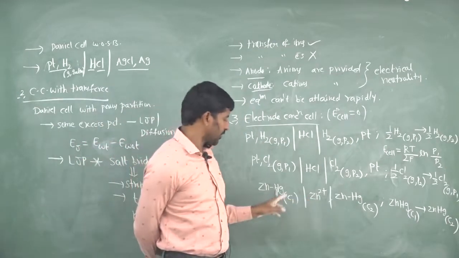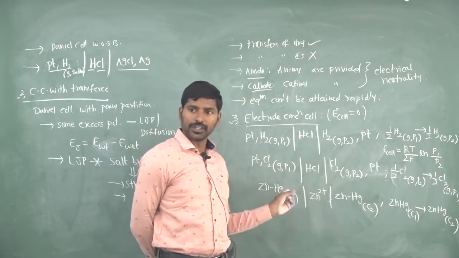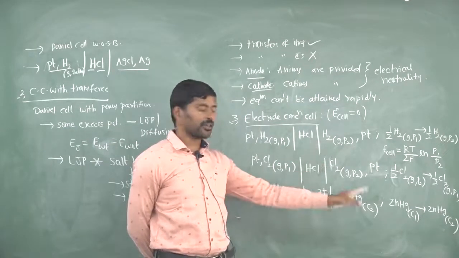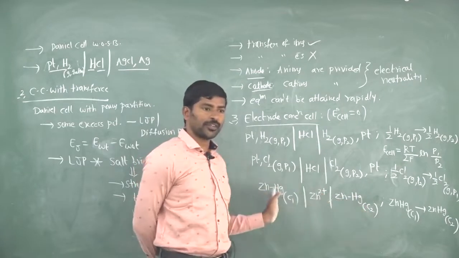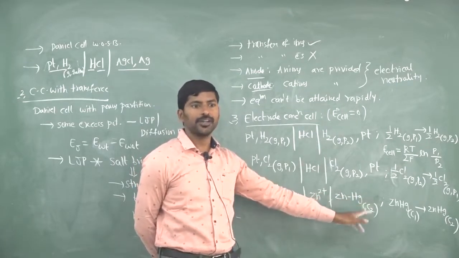Easy guess cheyachandi. So zinc amalgam gives rise to Zn2+ at the anode. At the cathode, what do we get? Zn2+ plus 2 electrons gives zinc amalgam. So on the left side we have zinc amalgam at C1 concentration, and on the right side we have zinc amalgam at C2 concentration.